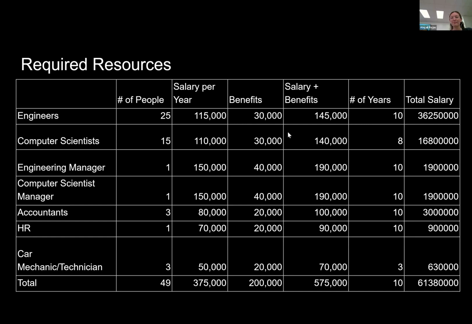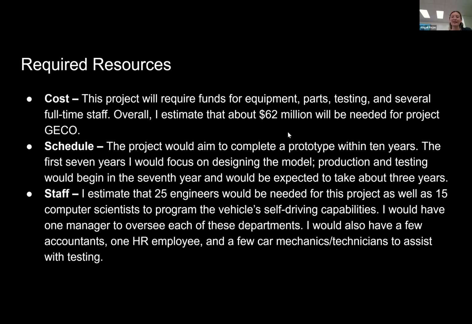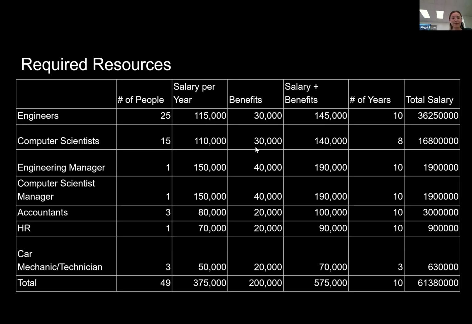The schedule would aim to complete the prototype within 10 years. The first 7 years would focus on designing the model, and then the actual production and testing would be the last 3 years. And then I estimated 25 engineers and 15 computer scientists to program the auto drive, and then an extra manager to oversee each of these departments. And I accounted for that here too for the cost analysis.